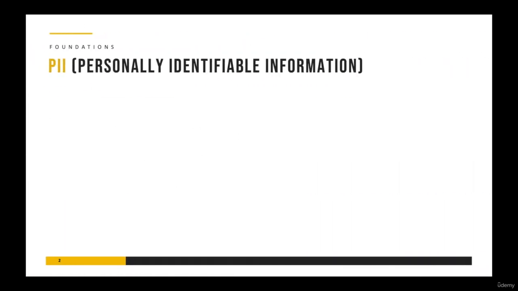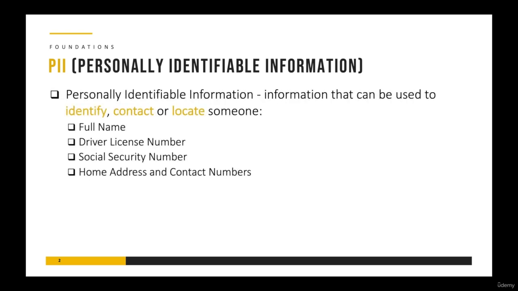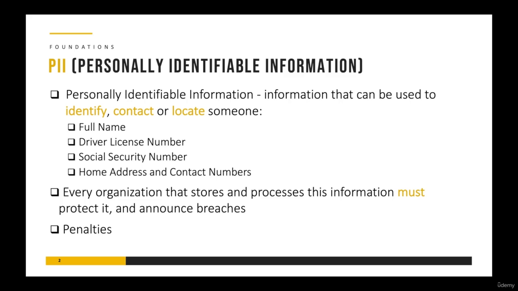Before we delve into details of compliance, there are some key terms which we must understand. The first of these is PII, or Personally Identifiable Information. Now, this is information that can be used to identify, contact, or locate someone. And this includes things like full name, driver's license number, social security number, home address, and contact numbers. Any organization that collects, stores, and processes this information must protect it, and they are also obligated to announce breaches that pass a certain threshold.